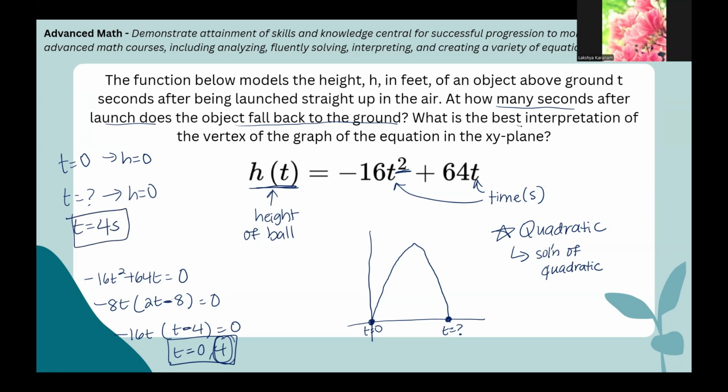The best interpretation of the vertex of the graph. So this is the graph that we're talking about here, right? This is the vertex of the graph, the parabola, the maximum, whatever you want to call it. What does this represent? This represents the maximum height that the ball reaches when it's thrown, right? So that's the kind of answer they would be looking for if this was a multiple choice problem.